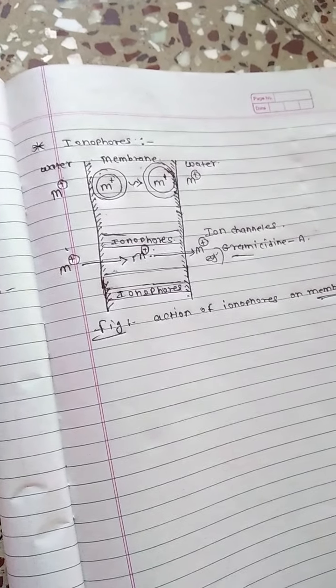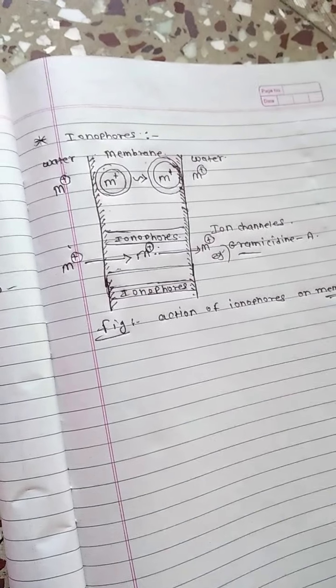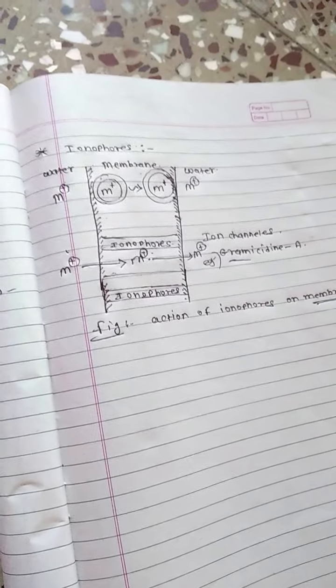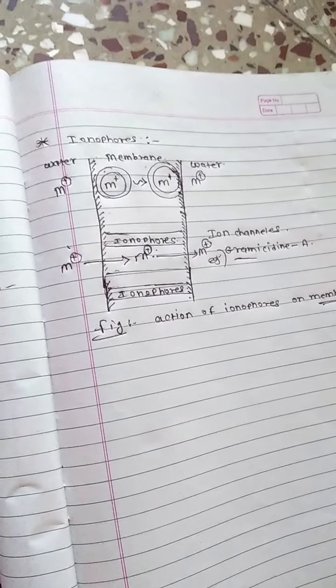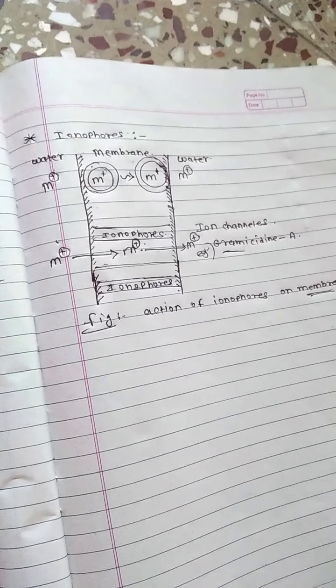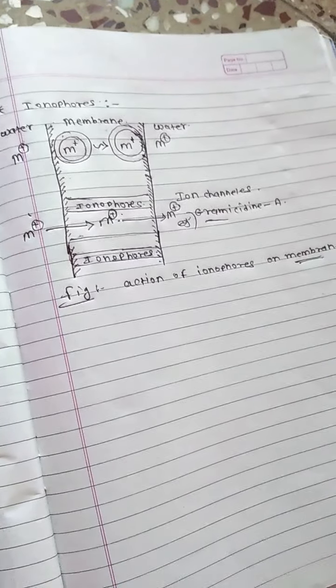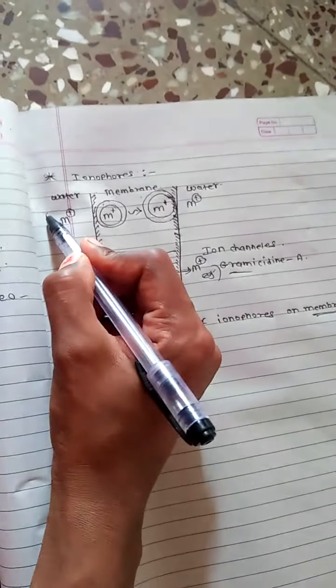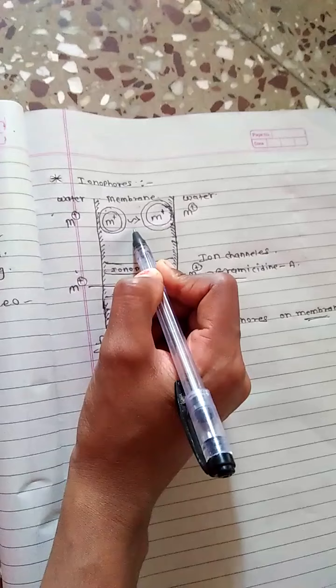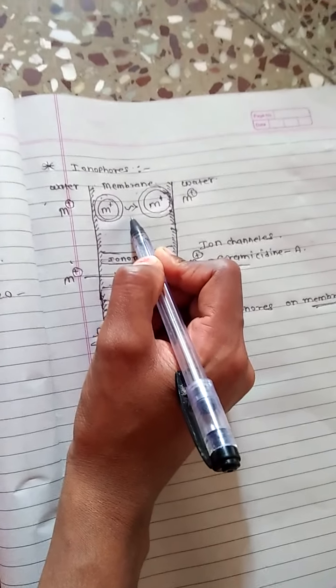Ionophores are ion carriers. Ion means metal ion. An ionophore is simply called a carrier, a carrier of metal ion from one layer to another layer. Here, from the water layer to the membrane layer, a metal ion can travel.